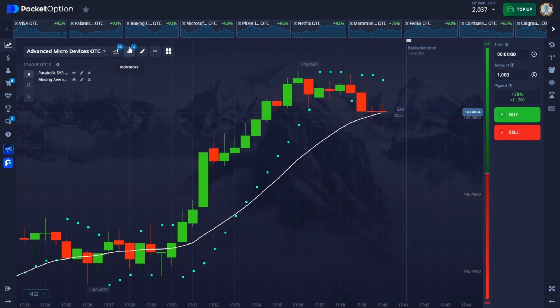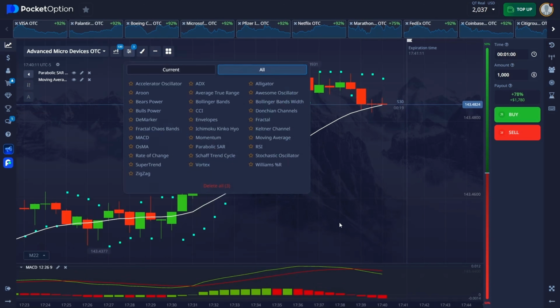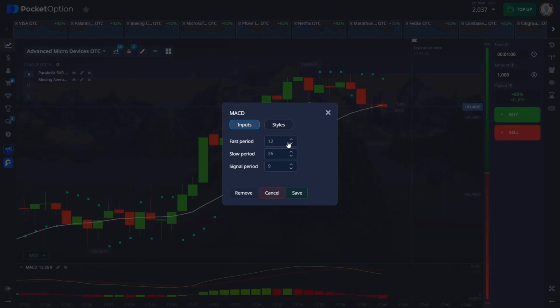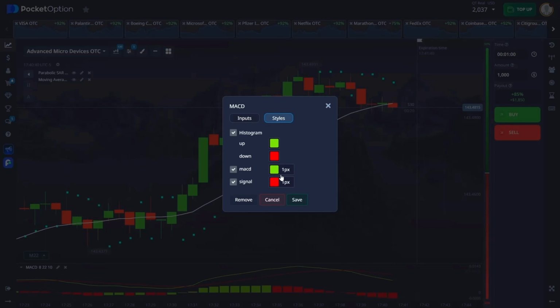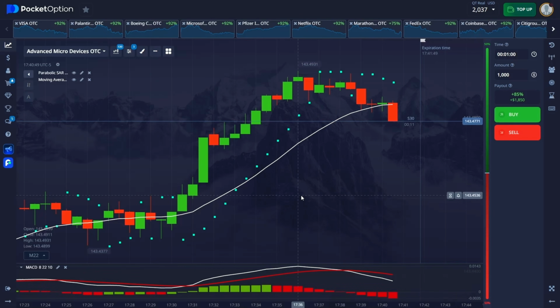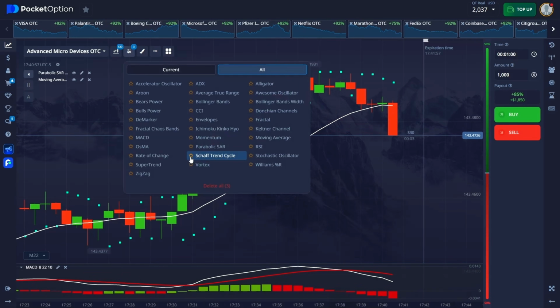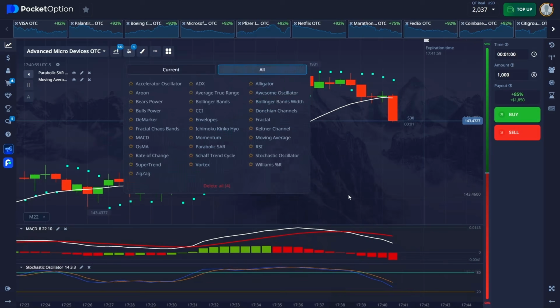For the next indicator, it will be MACD. The settings will be 8 for this one. Then I'm going to change this to 22. For the color, I'm going to change the green line to white. 2 pixel. This 2 pixel. Save.